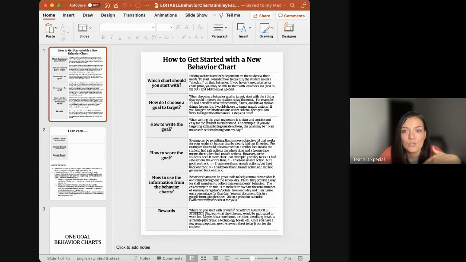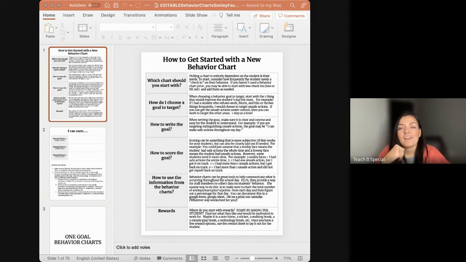How to score the goal. The goal is something that can be more subjective for students, but it can also be something that is effective for collecting data. So for example, if you're going to use this for data collection, which chances are you will because you want to be able to progress monitor and see how the student is doing, I would clearly identify each thing that they could earn. So for example, if you're doing a smiley face chart and there's 3 smileys that they can earn total, maybe 3 smiley faces equals I had safe actions the entire time. 2 equals I had 1 unsafe action, but I got back on track. 1 smiley face would be I had more than 1 unsafe action, but I got back on track. And 0 would be I had more than 1 unsafe action and I did not get myself back on track. Okay, so identifying those, so then it's the behavior plan and not you making the decision.